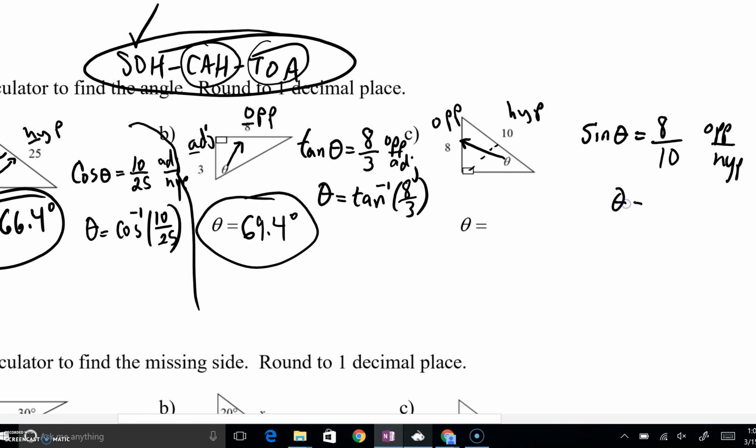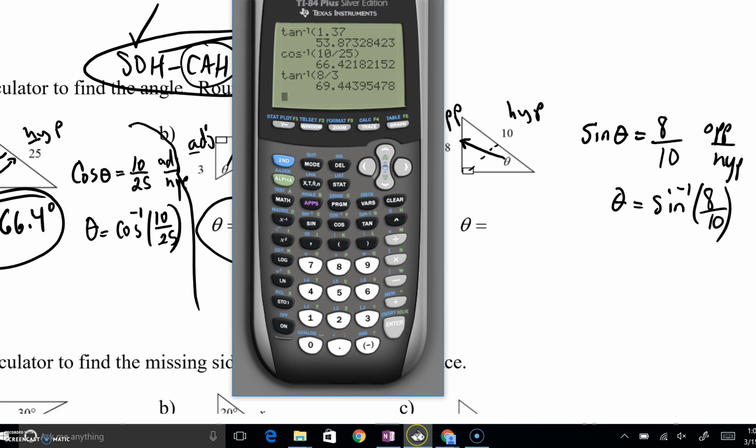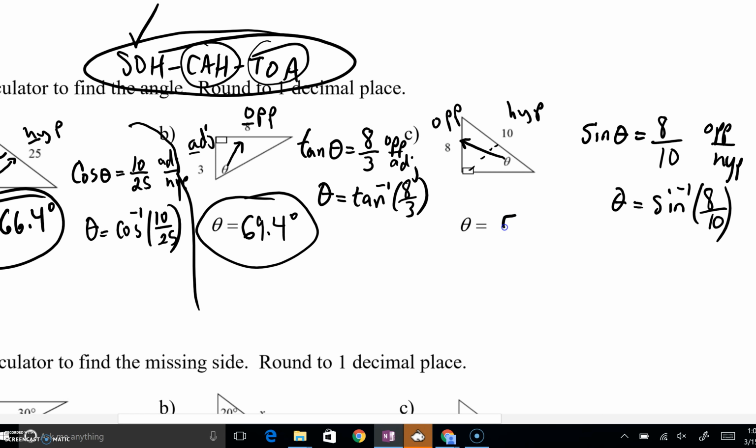And that means theta would be inverse sine of 8 over 10. So to wrap this up, we'll just type in second sine of 8 divided by 10. And very quickly we'll get 53.1 degrees. And that wraps up problem number 2.